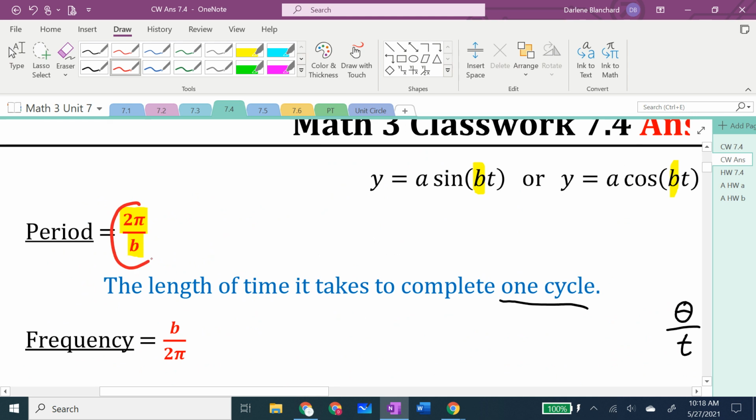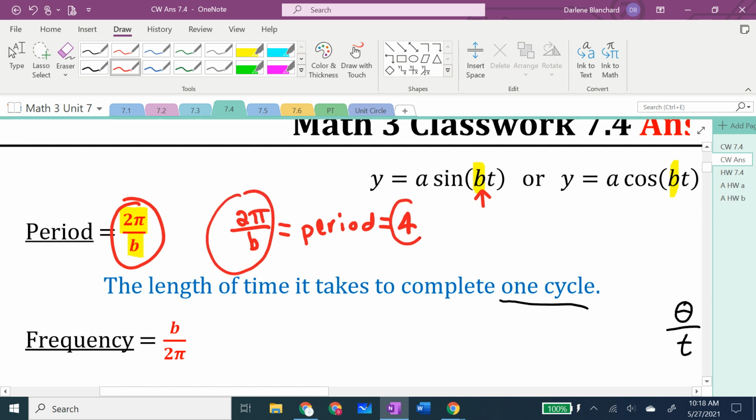The period of a graph is always the length of a normal period, 2 pi, divided by whatever number is multiplied here. That is equal to the period of the graph. We have a period that is equal to 4 seconds. So that means we're going to use the equation 2 pi over b equals 4.